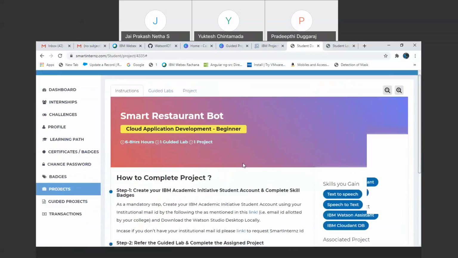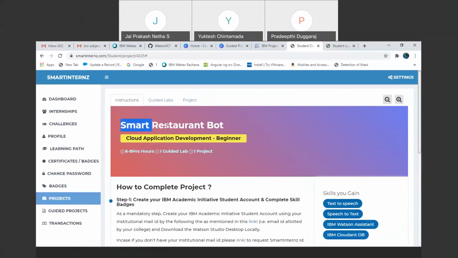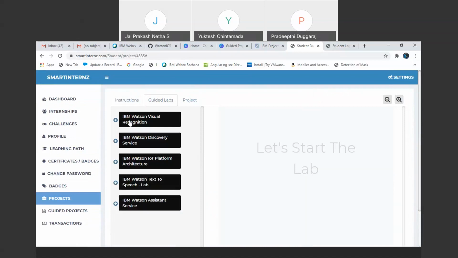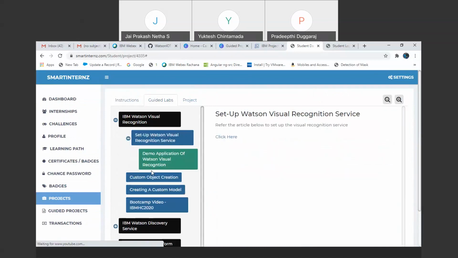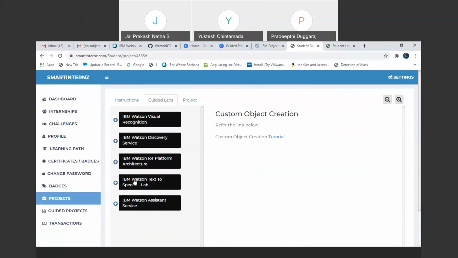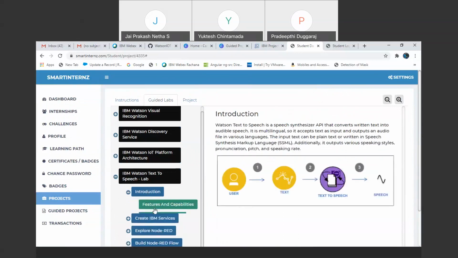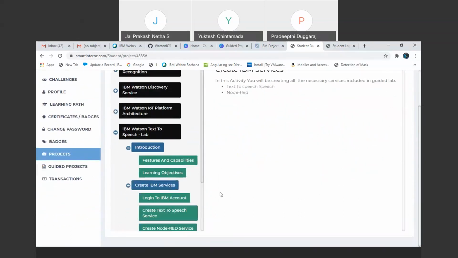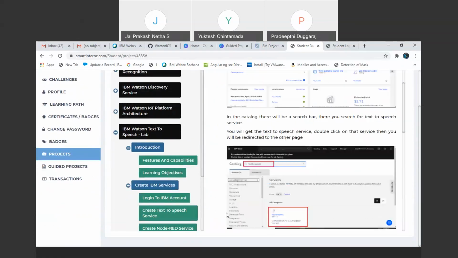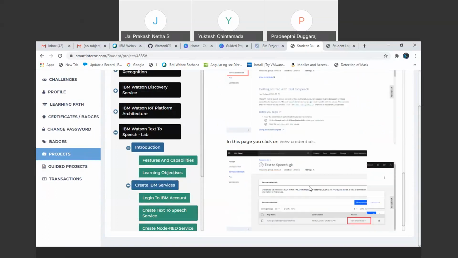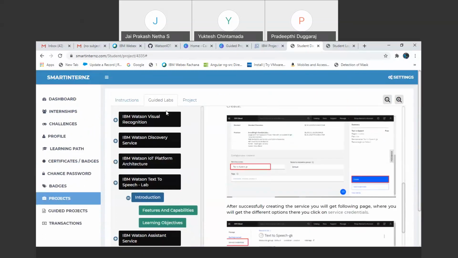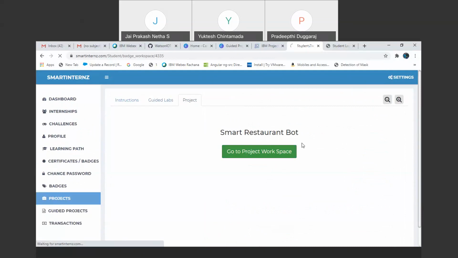How would these projects actually help you? For example, if you enroll for this project, Smart Restaurant, you have guided labs. These are the guided labs with all the references to understand the concepts involved in the project and how to develop it. All the steps will be given to you. You can simply go through these guided labs, understand how it works and what is involved in developing that particular project, and then go to a workspace.